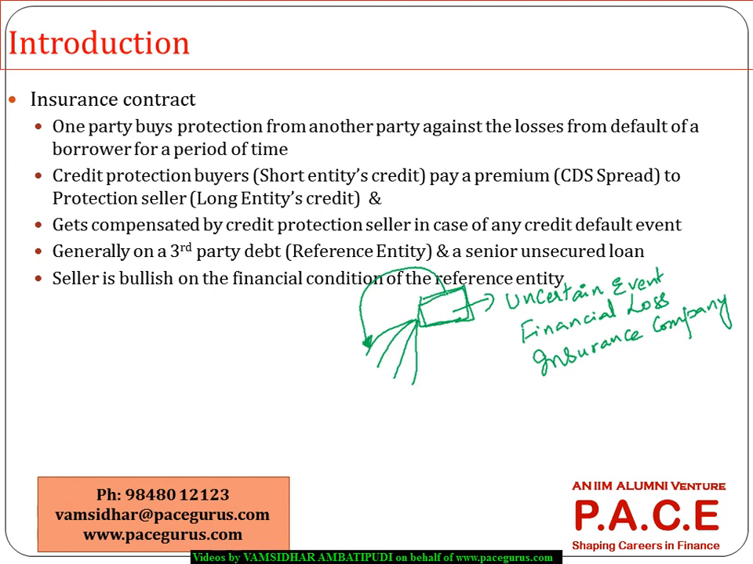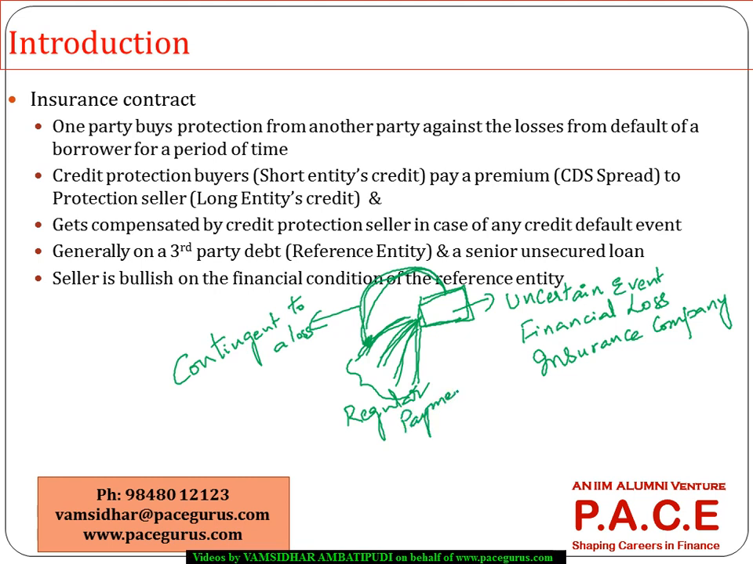So there may be a payment from the insurance company to the party, or there may not be. Means the payment from one party is contingent on a loss. Only if the loss occurs will the payment be made. Whereas from the other party, regularly in the form of premiums, there is a regular payment. This is how a typical insurance contract works, right? And I see a lot of similarities in the credit default swap contract also.